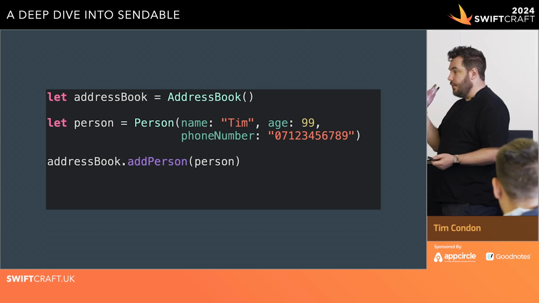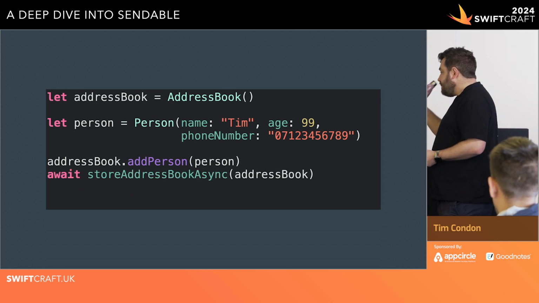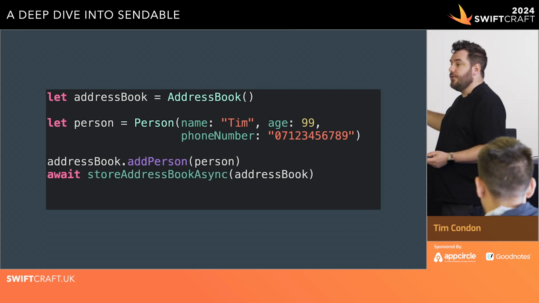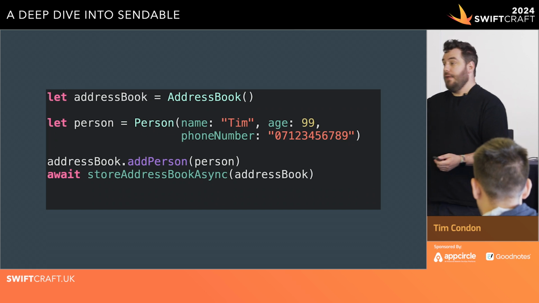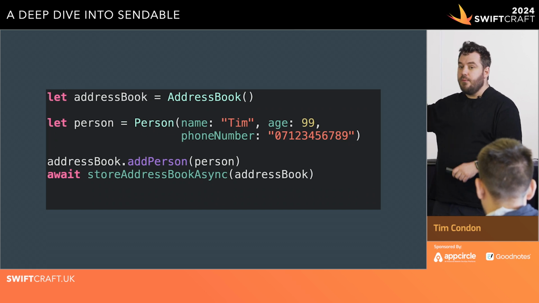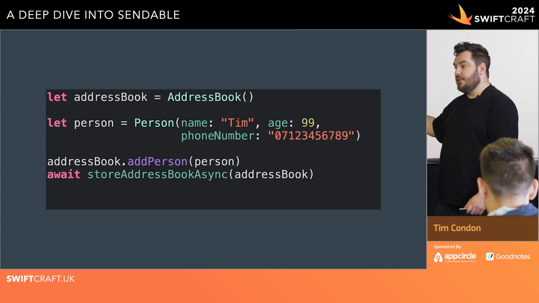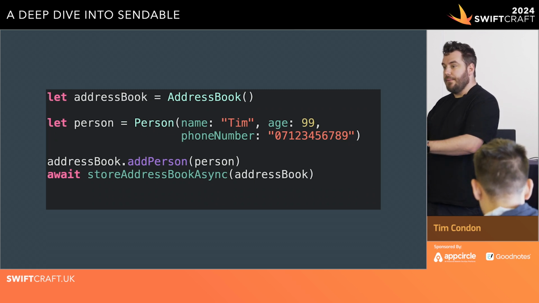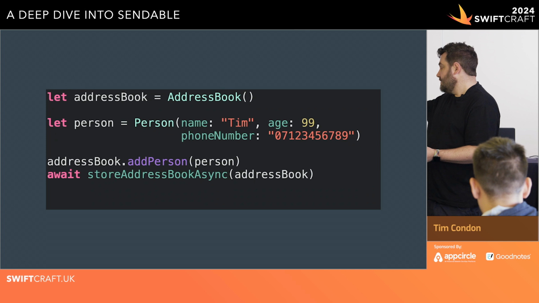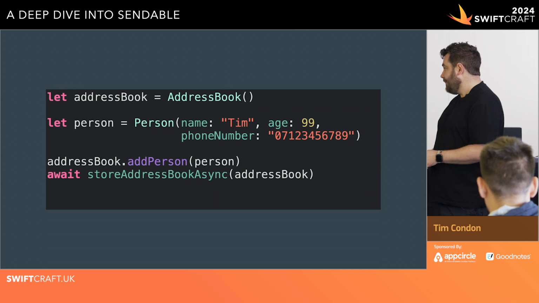This is all fine, no problem. I then send my address book to some asynchronous function. This is fine because AddressBook is Sendable. Remember, we've marked it with unchecked Sendable. No problem here. I'm passing it into an asynchronous function. The compiler knows that I'm crossing an asynchronous boundary here. This is Sendable. It's all good, not a problem.